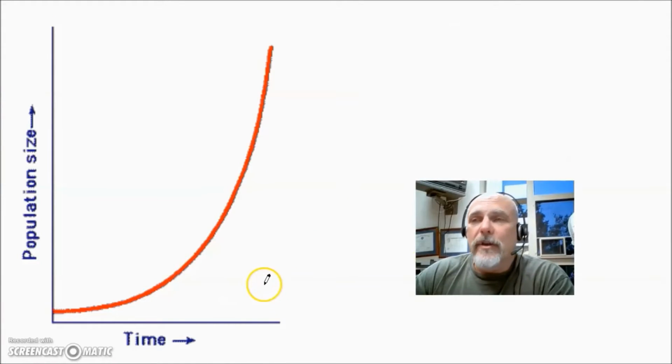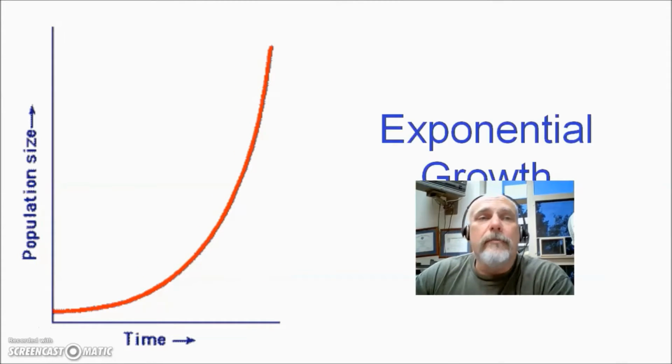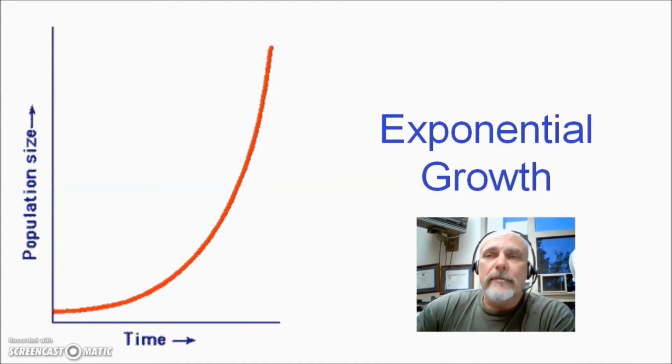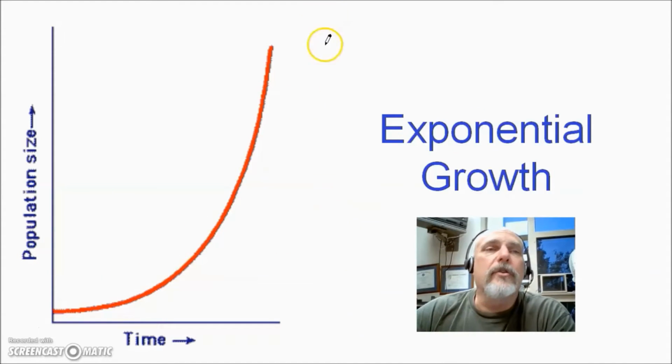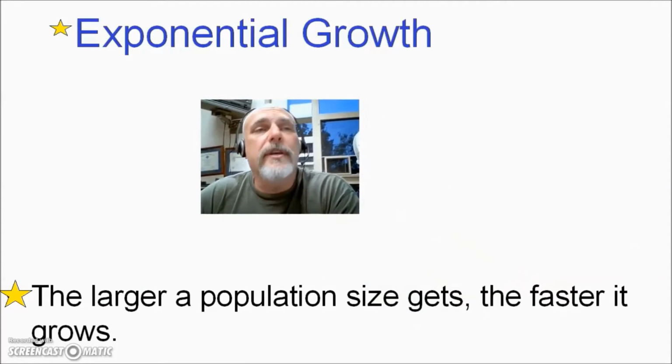This is what a graph of that would look like. Over time, as time increases, the population size is going to increase, but it doesn't go 2, 4, 6, 8, 10, 12. It's going to increase in this curved line pattern, and that is what's known as exponential growth. It's increasing exponentially. Here is a definition for that.